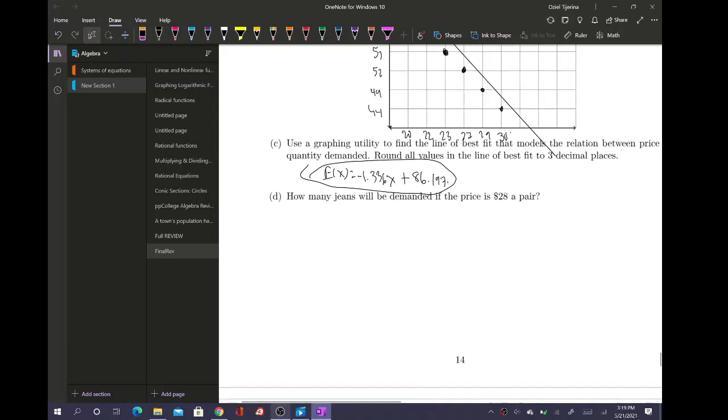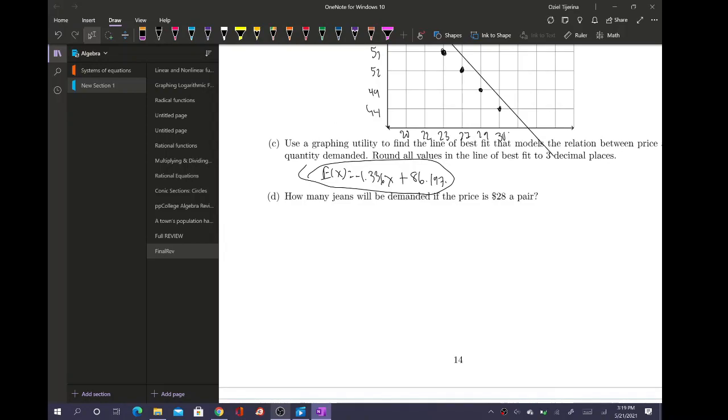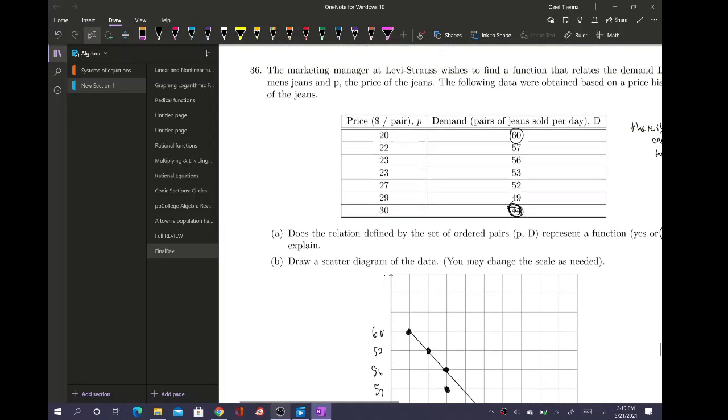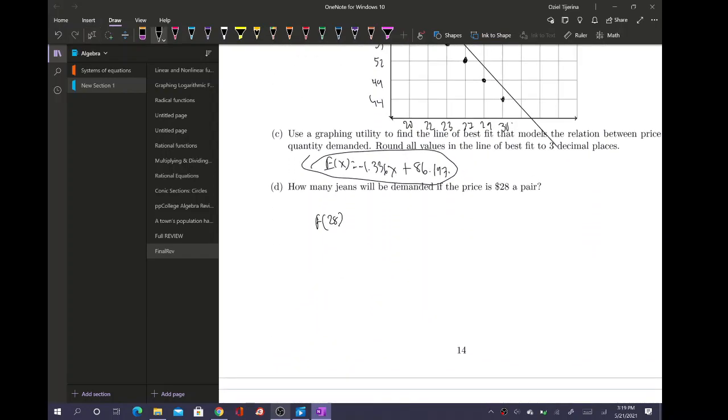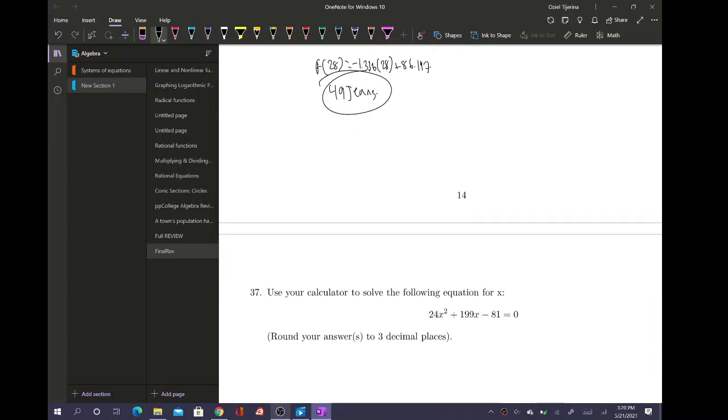Now it's saying how many genes will be demanded if the price is $28 a pair. Now the price is the dollars, so if we plug in f of 28, we're gonna say negative 1.336 times 28 plus 86.197. So I will say it's about $48.79. Or actually, hold on, no. How many genes will be demanded? Okay, so it'll be about 49 genes, because you want to do it in a whole number.